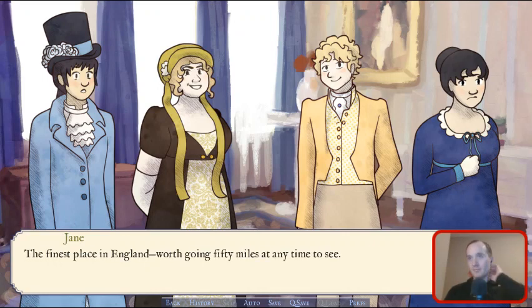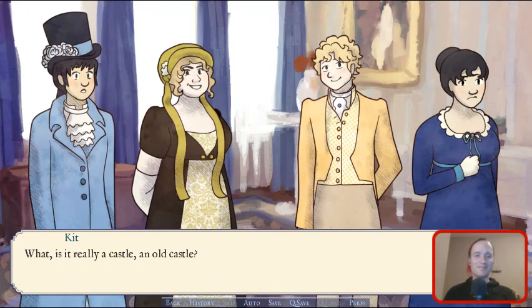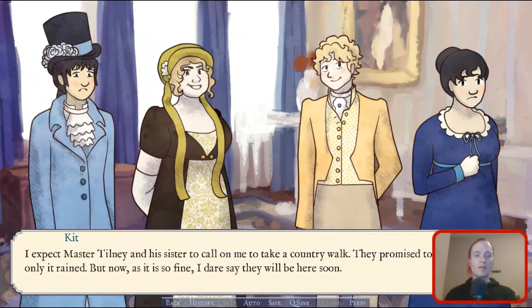The finest place in England, worth going 50 miles at any time to see. Is it really a castle? An old castle? Because there's none of. In the kingdom. But is it like what one reads of, with towers and long galleries? By dozens. But I cannot go. I expect Master Tilney and his sister to call on me to take a country walk. They promised at 12. Now, as it is so fine, I dare say they will be here soon.